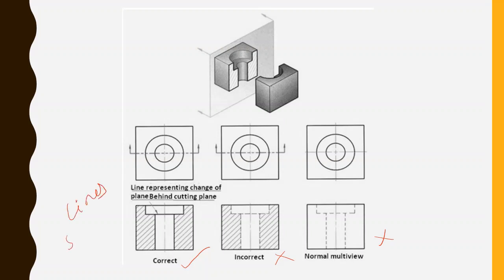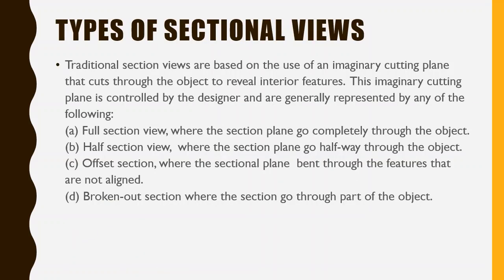So lines should be continuous in viewing the interior parts. So this is the correct view of sectional diagram. And then types of sectional views.